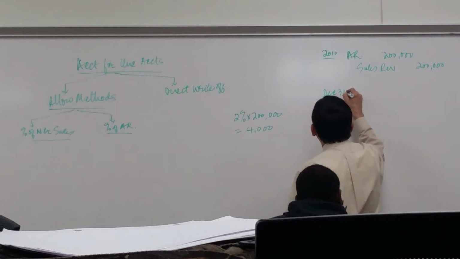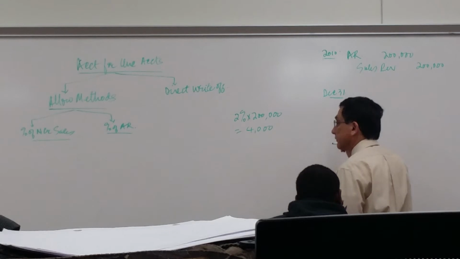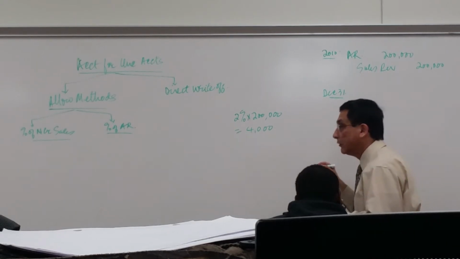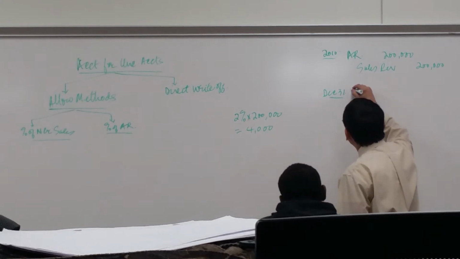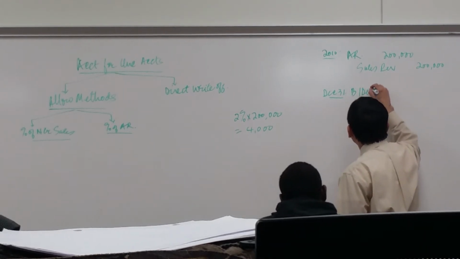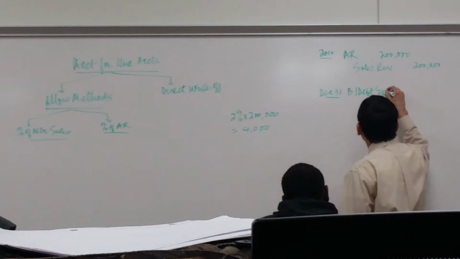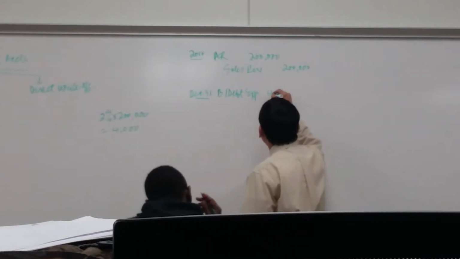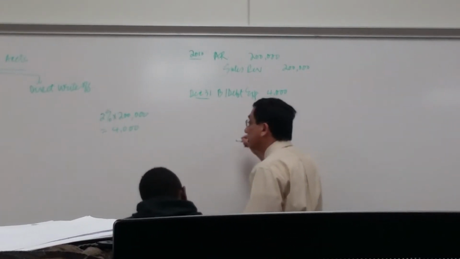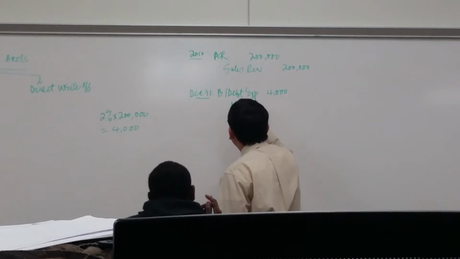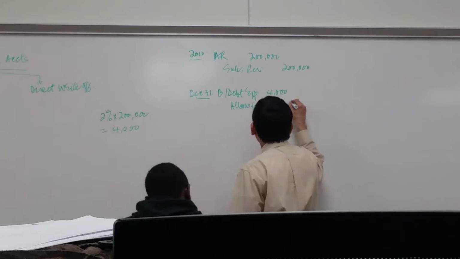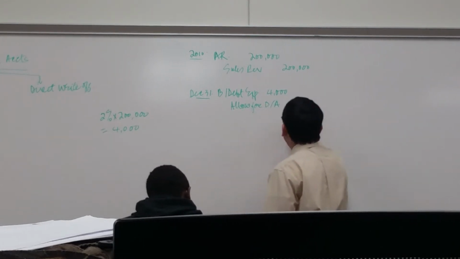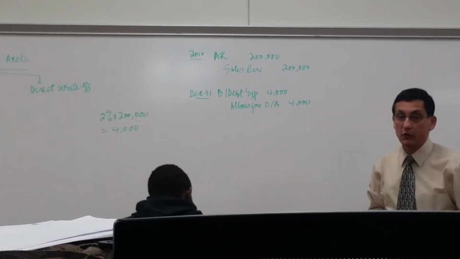December 31st. They don't say exactly who will not pay, but they want to create a provision. So you debit bad debt expense for $4,000, and you credit an account called allowance for doubtful accounts, $4,000.